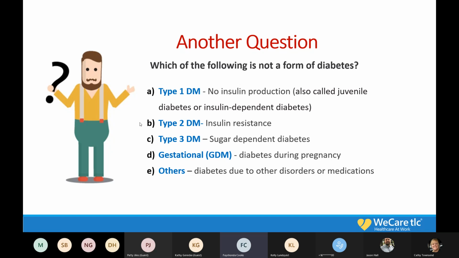Another question: which of the following is not a form of diabetes? Is it A, type 1 diabetes mellitus, which means that your body doesn't produce any insulin? It's also called juvenile onset diabetes or insulin-dependent diabetes. Is it B, type 2, C, type 3, D, gestational, or E, others, where there is diabetes related to other conditions? If you say it's A, raise your hand. Okay, I don't see any A's. Any B? People think it's B. What about C?